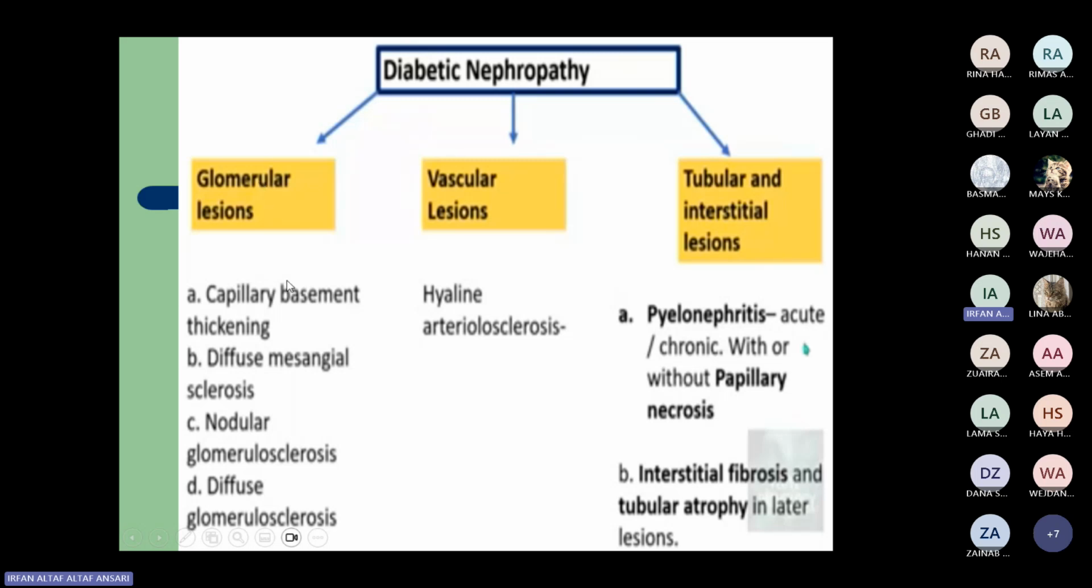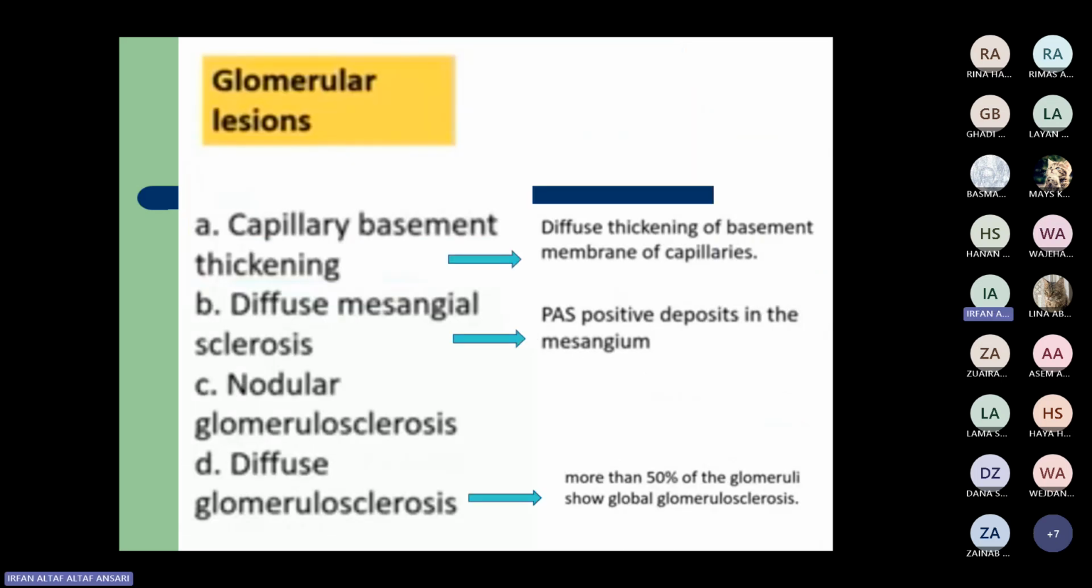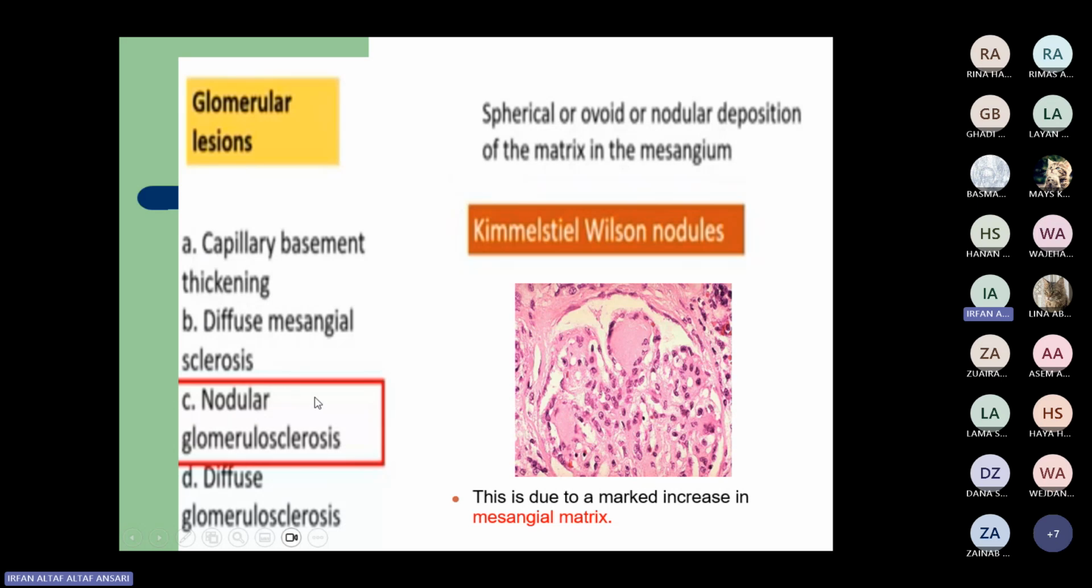In the glomerulus, it is very important. Initially it starts with glomerular basement membrane thickening, then mesangial sclerosis, then nodular glomerulosclerosis, and diffuse sclerosis. In the glomerular region, you have basement membrane thickening, which is PAS positive, periodic acid-Schiff. This is a special stain. You see positive deposits in the mesangium, and more than 50% of patients will show global glomerular sclerosis. And you have the nodules, nodular glomerulosclerosis, the KW nodule, which is very characteristic of diabetic nephropathy. That's why I am taking it separately.